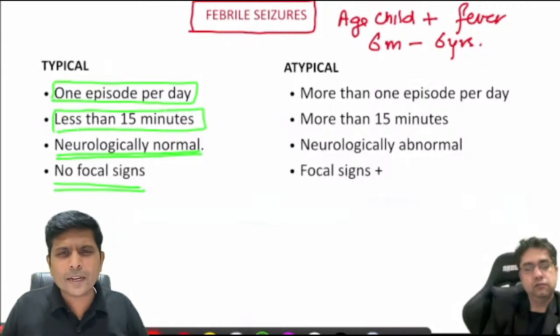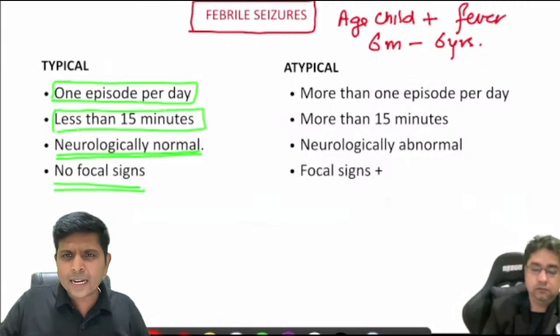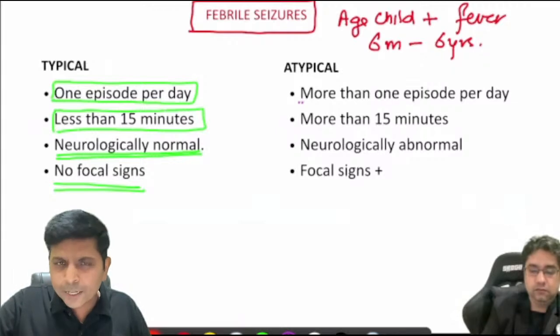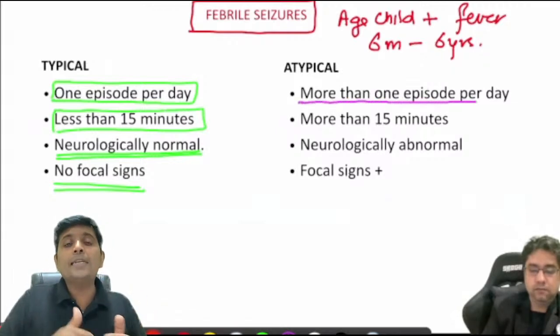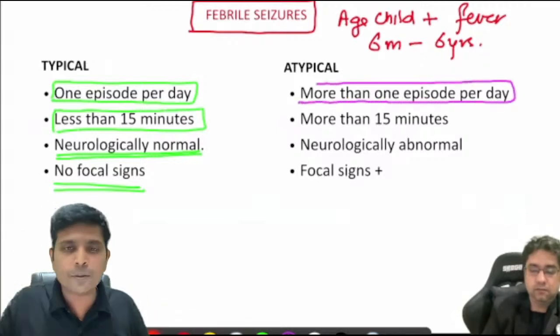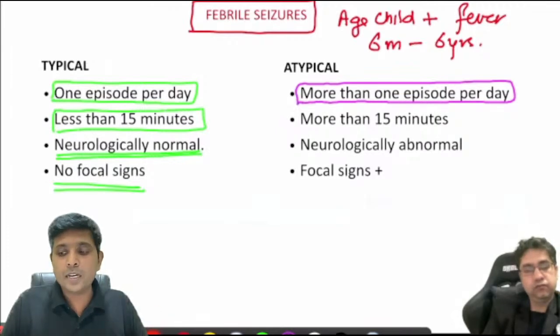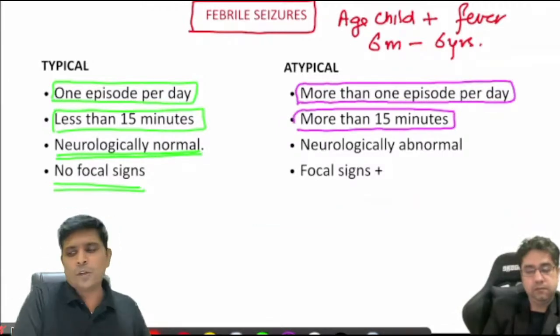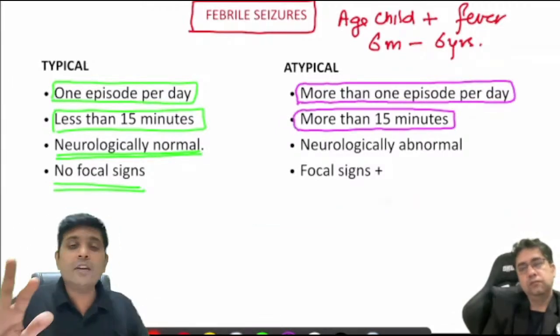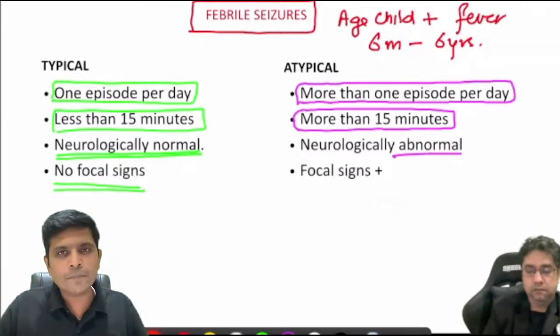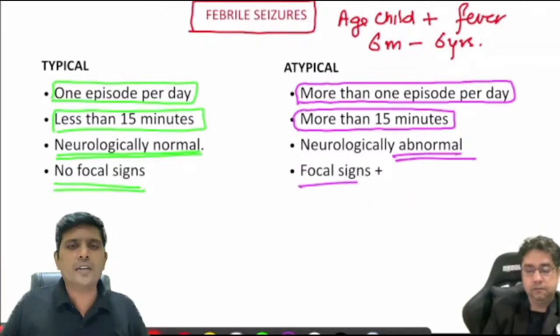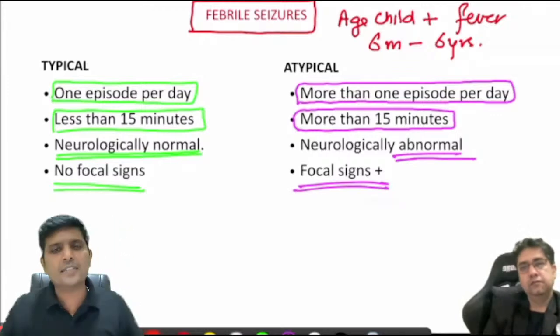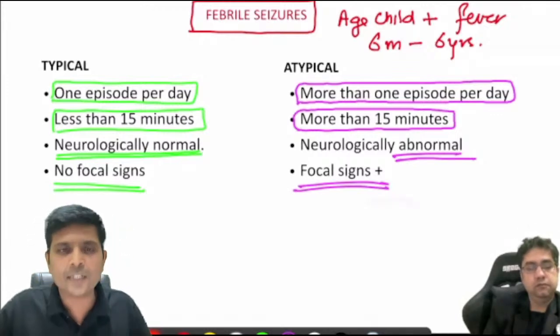What is called atypical? Each and every time, even for a particular day, there are multiple episodes of seizure, not one episode. Even that single episode will last for more than 15 days. Either before or after the seizure, the child will be neurologically abnormal, and there will be some focal signs, whether motor or sensory. That is called atypical seizures.